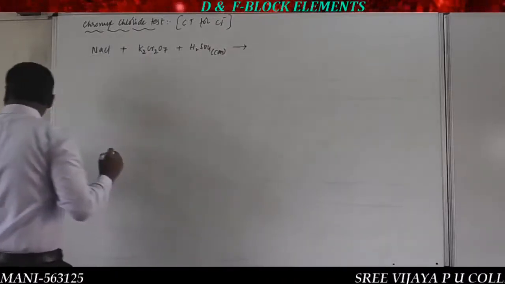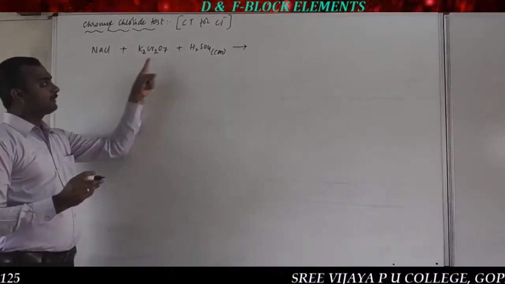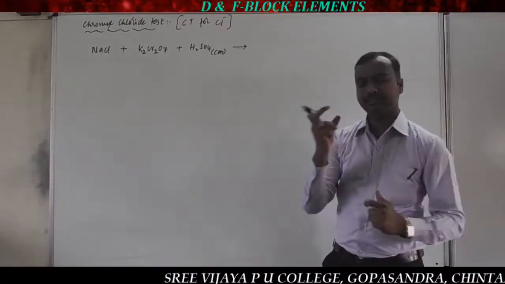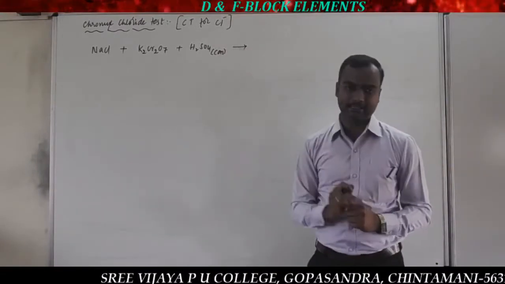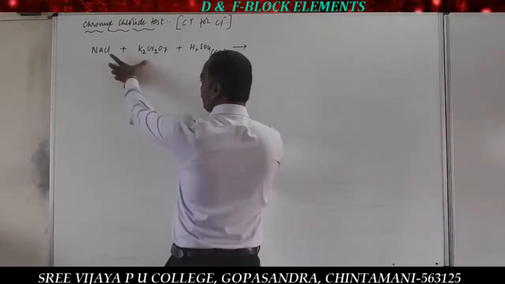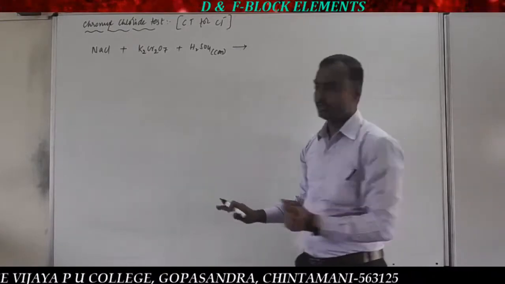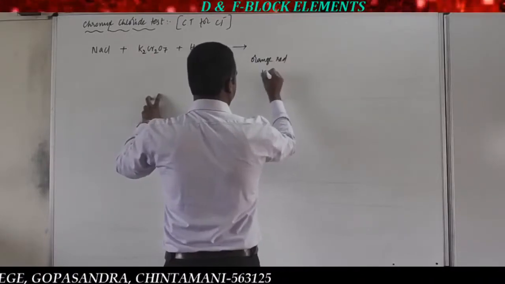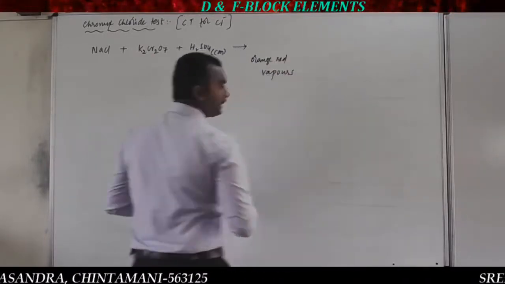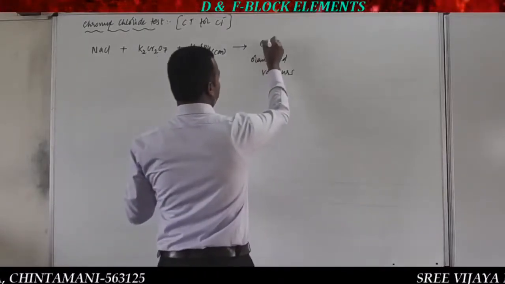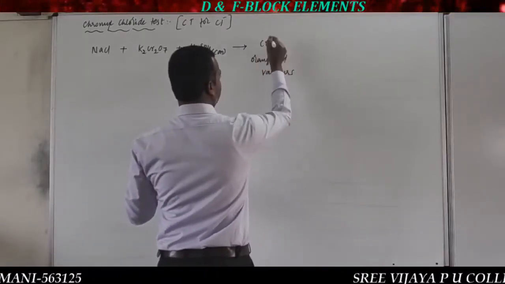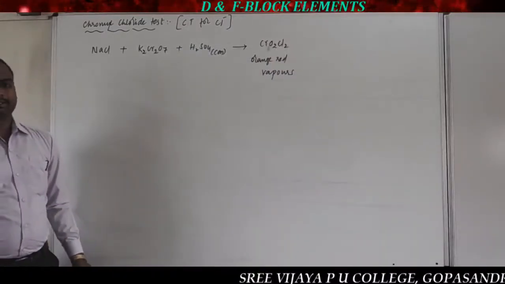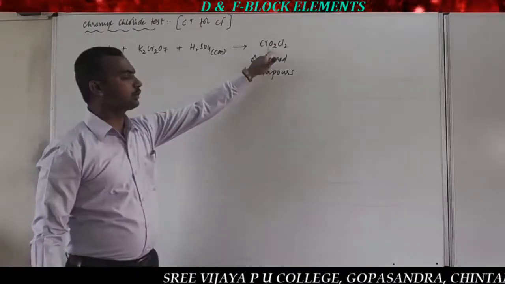In the case of a chloride salt, first we added potassium dichromate crystals and mixed them well. Then just by adding 2 or 3 drops of concentrated sulfuric acid to the mixture of sodium chloride or chloride salt and potassium dichromate, we will get orange red vapors. That orange red vapor is nothing but vapors of chromyl chloride, CrO2Cl2.